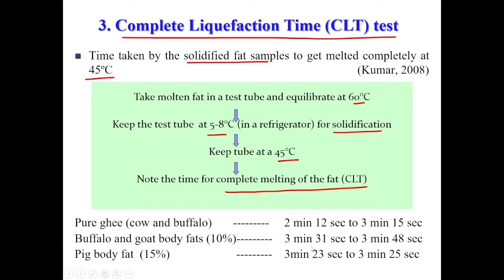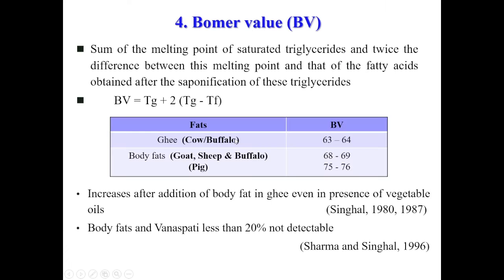liquefied. Again, from this test, adulteration of less than 10% is not detectable. For pig body fat, only a level greater than 15% is detectable. For buffalo and goat body fat, we can detect a 10% level using this test. This is the complete liquefaction time: the time taken by solidified fat samples to get completely melted, or completely liquefied, at 45 degrees Celsius.